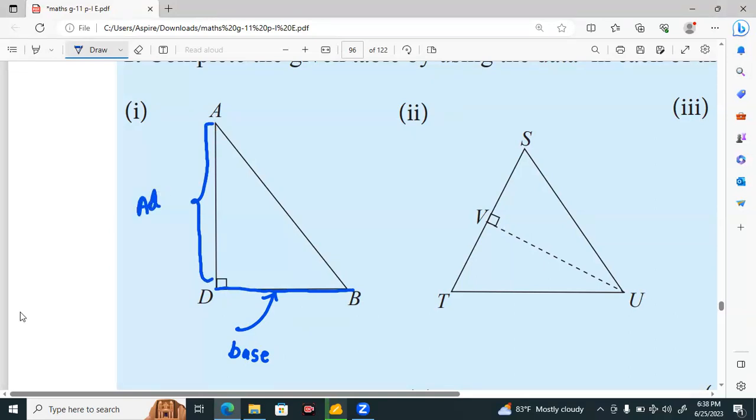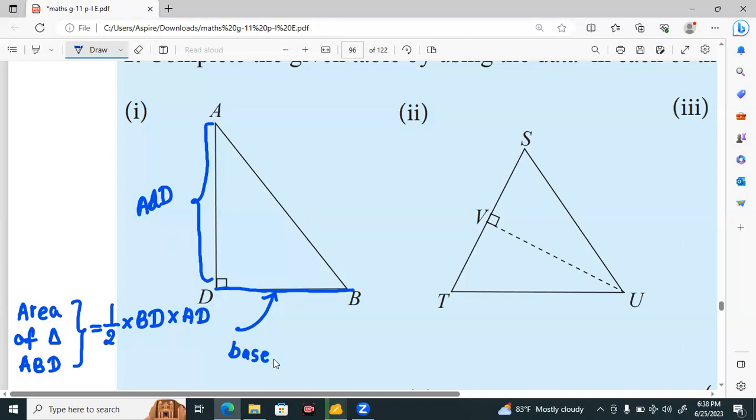If you write the area of triangle ABD, how do we write it? Half into BD into AD, or AD into BD, doesn't matter. Is it clear?